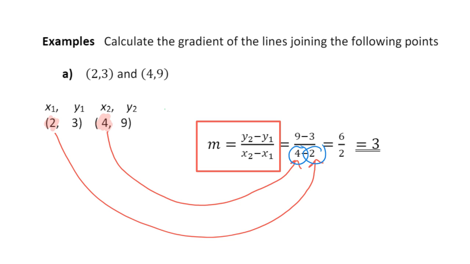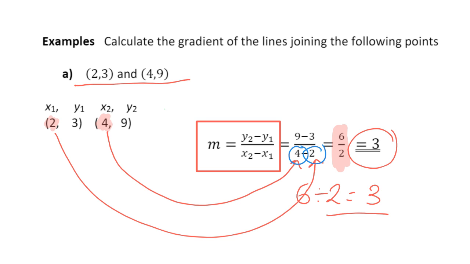Now what happens at that stage is we have got the values substituted neatly. We've now got a fraction, as you can see, highlighted in red. It's 6 over 2. We know that 6 over 2 becomes 6 divided by 2, and that gives us 3. So we can say the gradient of the line that joins 2, 3, and 4, 9 is 3.